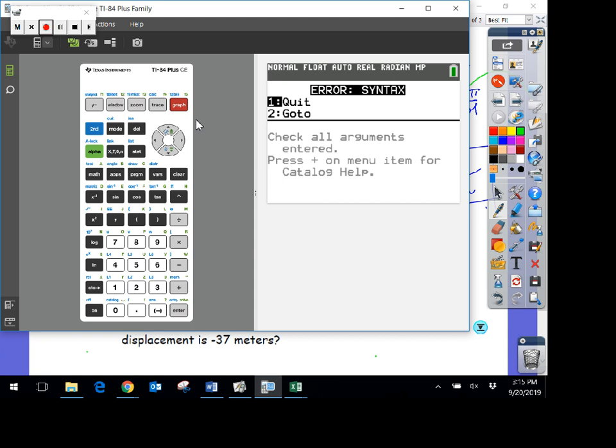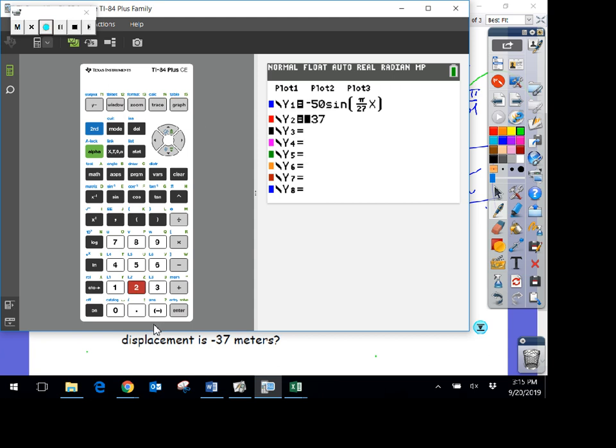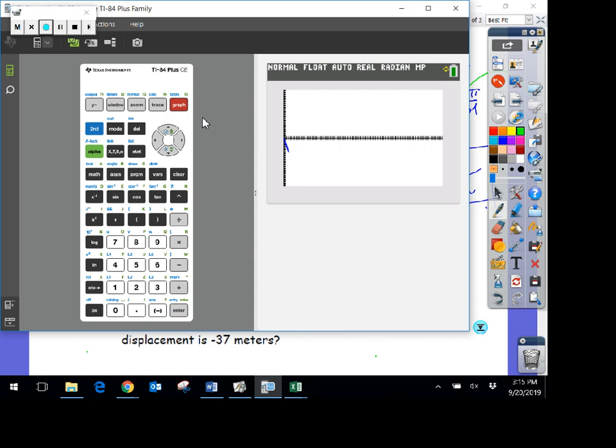But, okay, well, what did I do wrong? I don't know what syntax means. Your answer's never syntax, okay? Don't ever put that on your paper, ever. So, 2. I'm going to go to my error. It's flashing on my error. That's where I messed up. I put a minus sign instead of a negative sign. Now when I graph it, it's going to do it for me. So here is the first time it's negative 37, the second time, the third time. So I just find all those points of intersection.